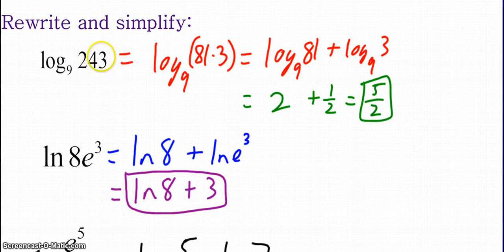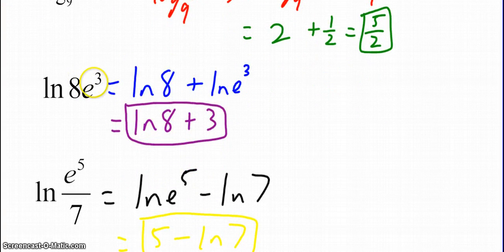But 243, I can split 243 up into 81 times 3. So I have log base 9 of 81 times 3. Well, that becomes log base 9 of 81 plus log base 9 of 3. Log base 9 of 81, remember that's saying 9 to what power equals 81? Well, 9 squared is 81, so this is 2. Log base 9 of 3, 9 to what power equals 3? Well, the square root of 9 is 3, so that's a power of 1/2. So log base 9 of 3 is 1/2. So this is actually 2 plus 1/2, or 5/2.